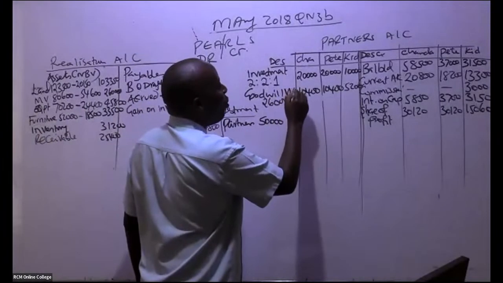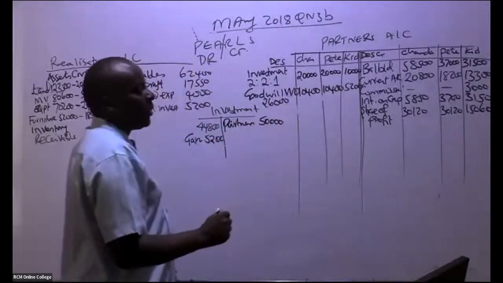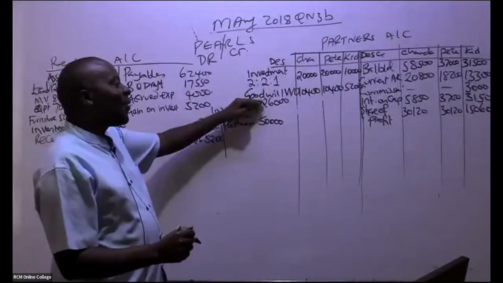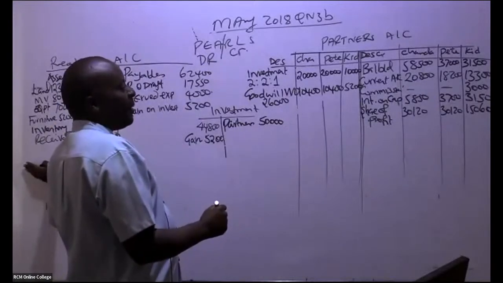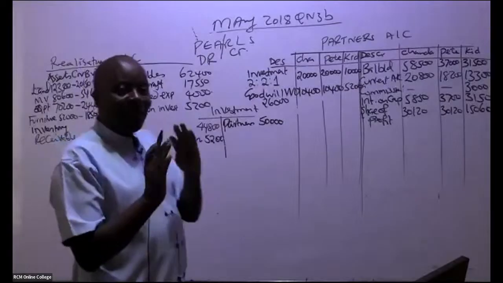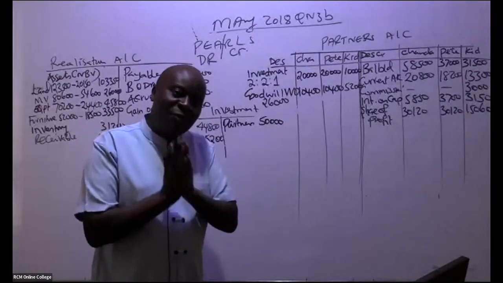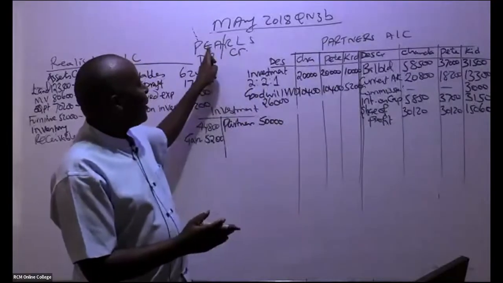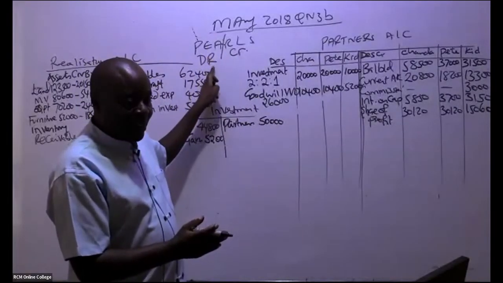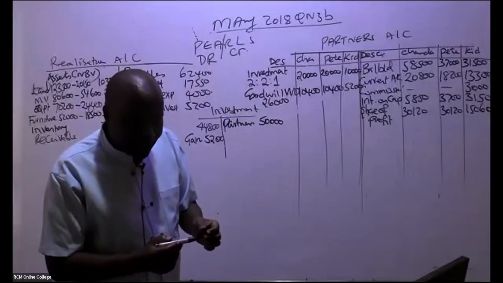Goodwill write-off. Remember, if it was being taken over by the new company, it would have come here. But in this case, this goodwill is being written off. It's an expense for the partners, and expenses shall always be debited.